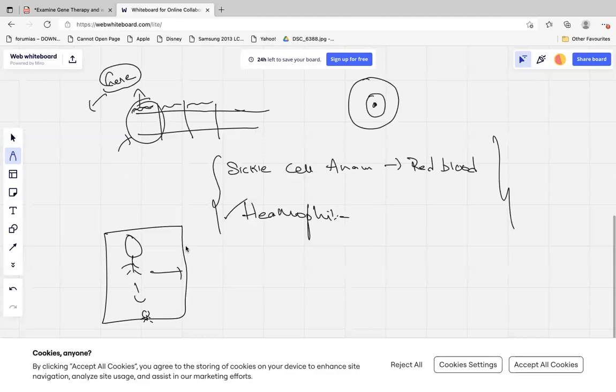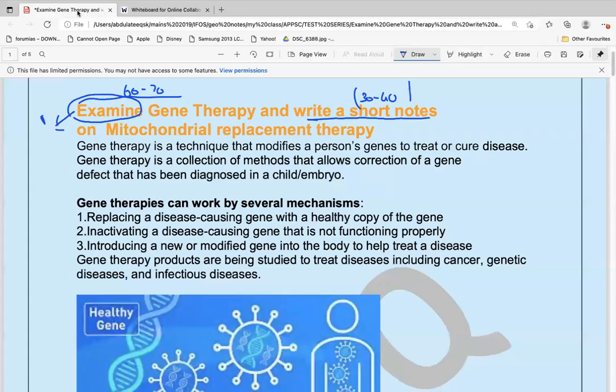So this is a very important technology. I hope the concept is clear. Gene therapy is a technique that modifies a person's genes to treat or cure disease. It is a collection of methods. There are various methods that allow correction of the gene defect that has been diagnosed in the child or the embryo. Now, gene therapy, what are the mechanisms?